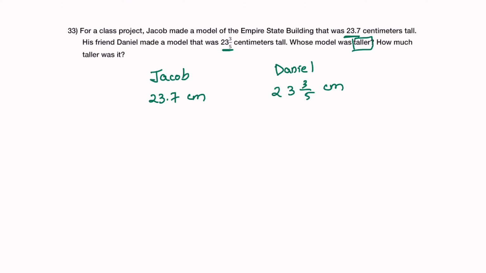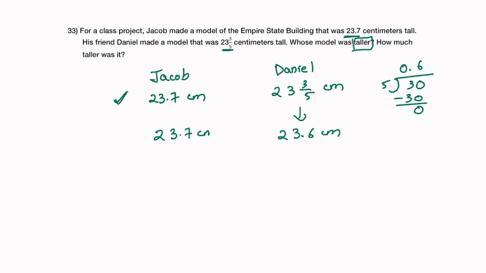Now, one is a decimal, one is a fraction. Difficult to compare. So we'll make both as decimals, okay? So this is already decimal and we leave it there. So we do this one. That's 3 divided by 5. So we put 0 and that's a decimal. 5 times 6 is 30. So this one is actually 23.6 centimeter and this one is 23.7 centimeter.